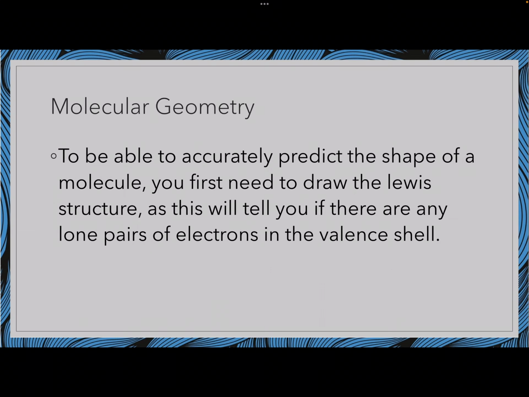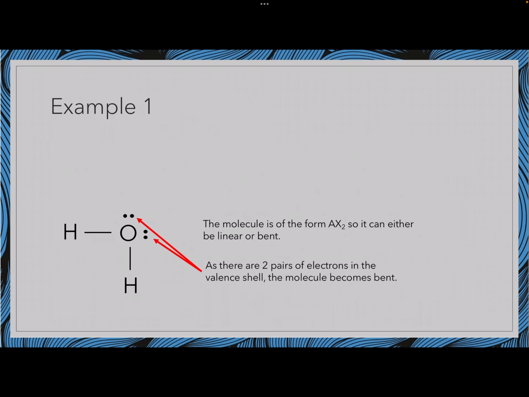But for everybody else that is okay with it, we can continue on. And this tells you if there are any lone pairs of electrons. So it tells you how many bonds there are and how many lone pairs of electrons there are. So it dictates the shape of the molecule.